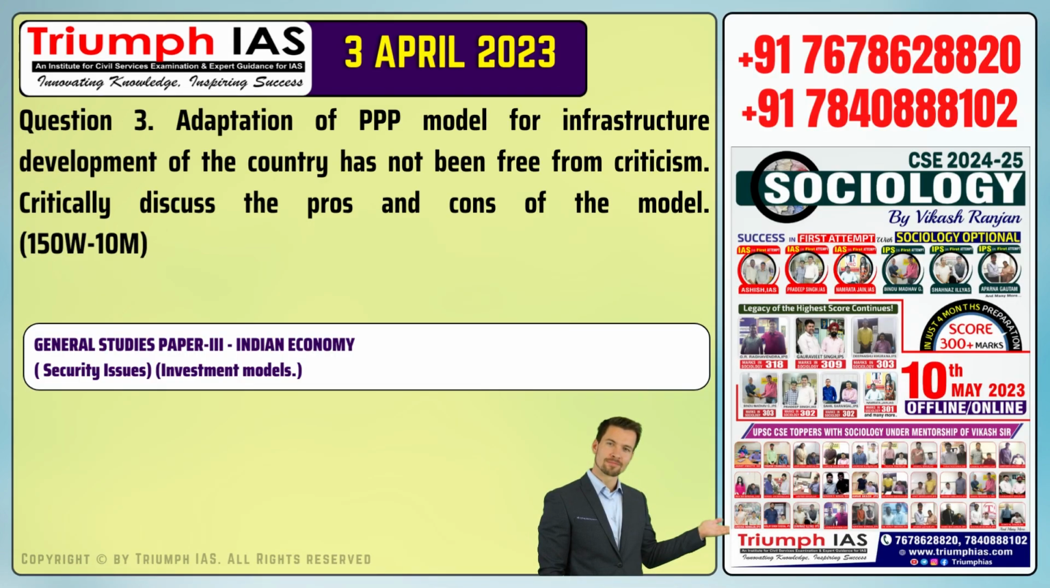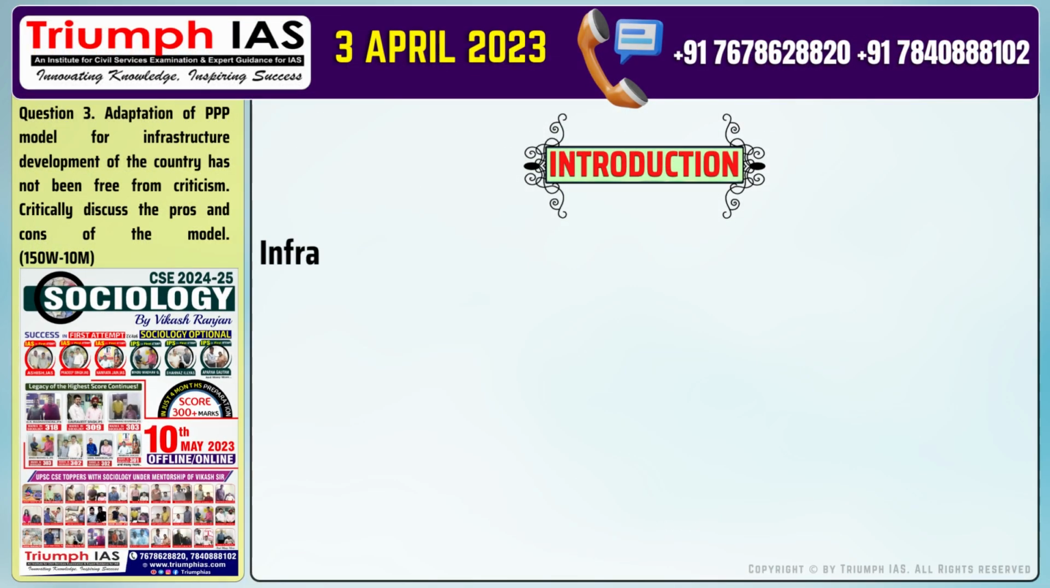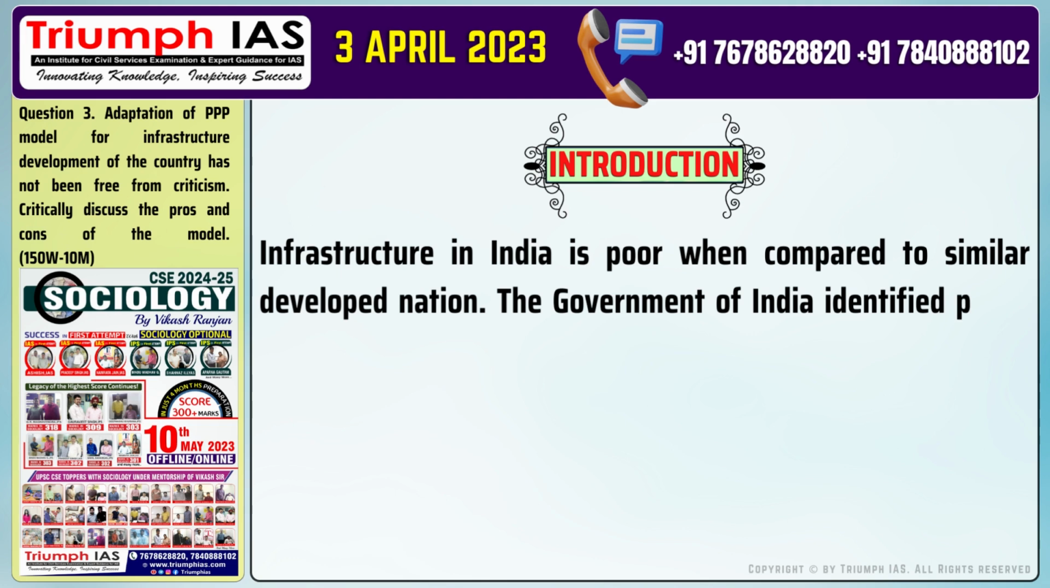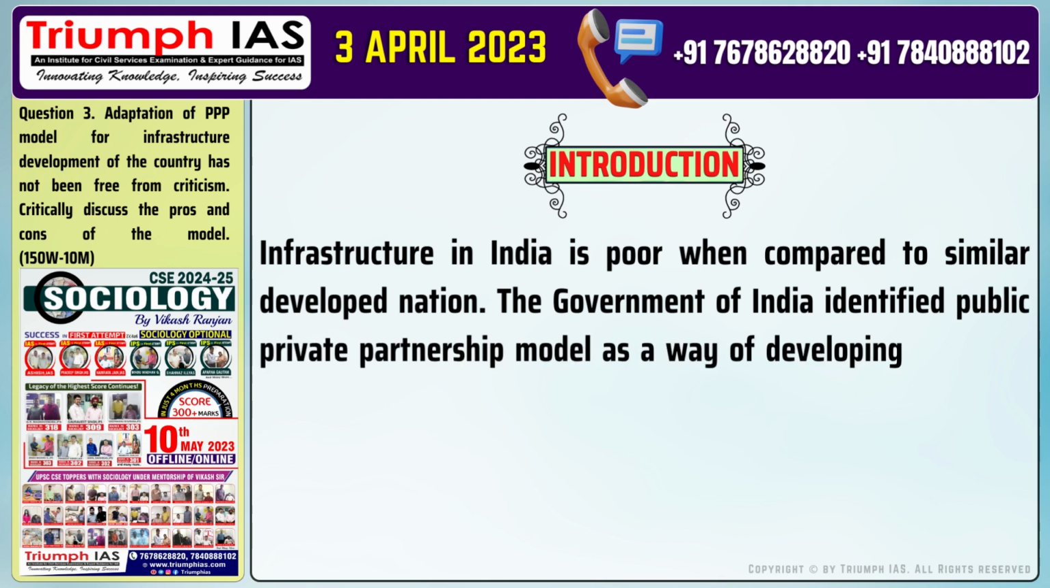Question number 3. Adaptation of PPP model for infrastructure development of the country has not been free from criticism. Critically discuss the pros and cons of the model. Let's start with the introduction of the answer. Infrastructure in India is poor when compared to similar developed nations. The Government of India identified public-private partnership model as a way of developing the country's infrastructure in the 1990s.